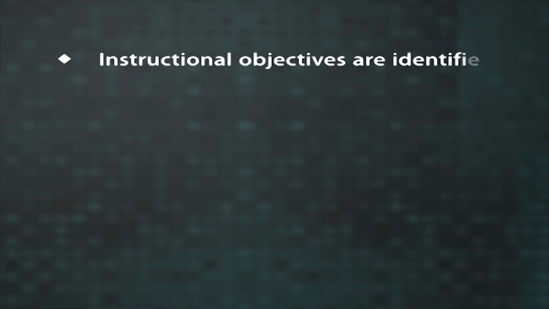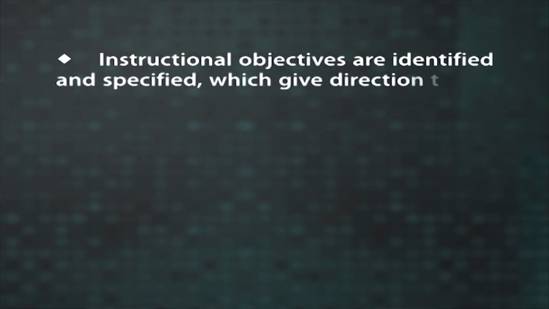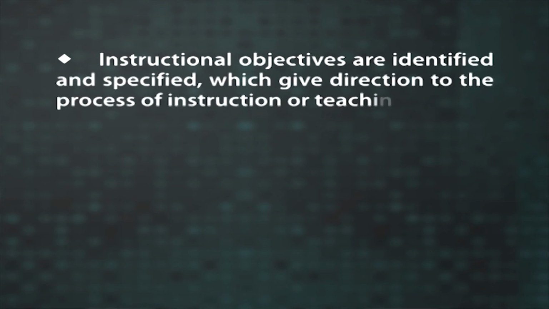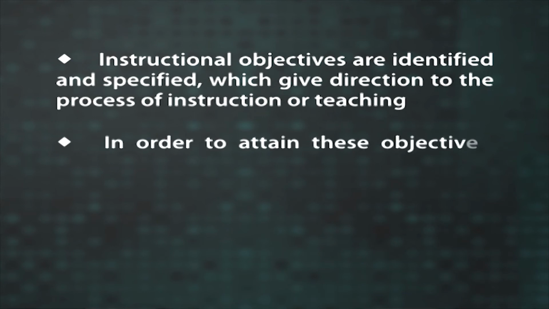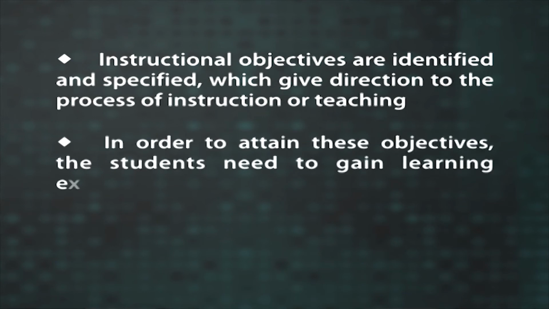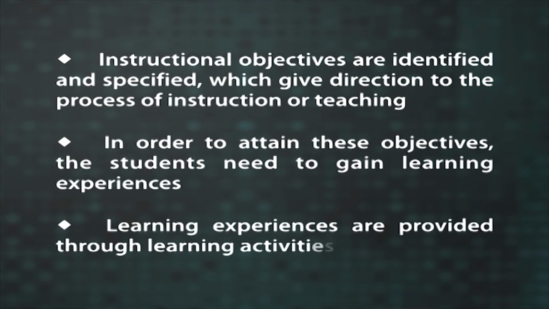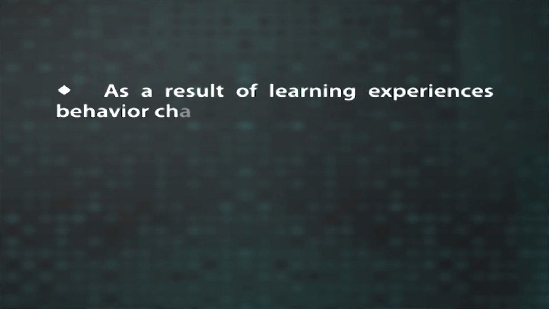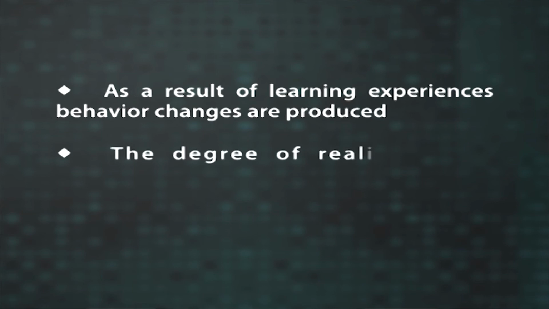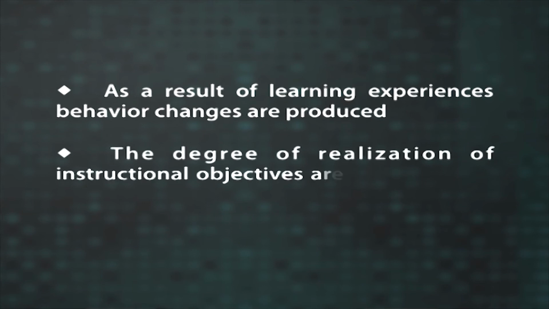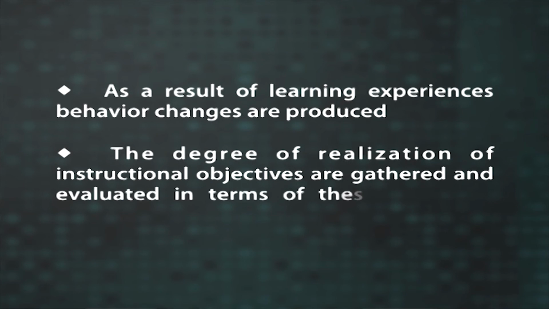Let us analyze this cycle step by step. Instructional objectives are identified and specified, which give direction to the process of instruction or teaching. In order to attain these objectives, the students need to gain learning experiences. Learning experiences are provided through learning activities. As a result of learning experiences, behavior changes are produced. The degree of realization of instructional objectives is gathered and evaluated in terms of these behavior changes.